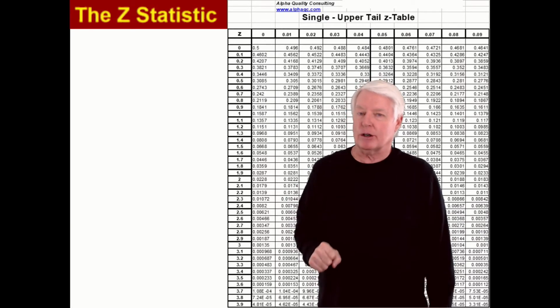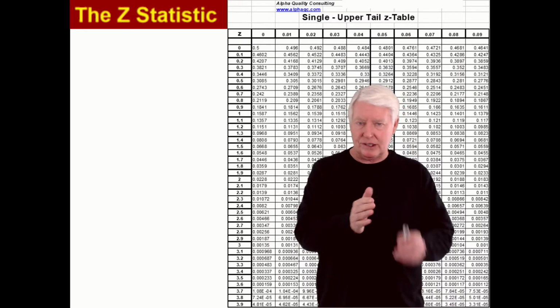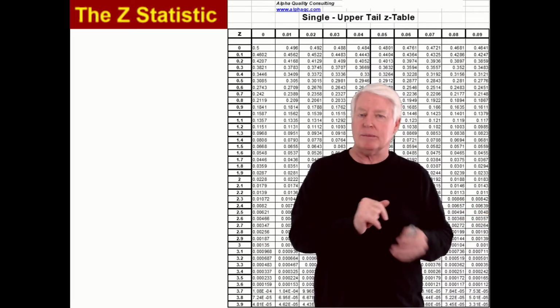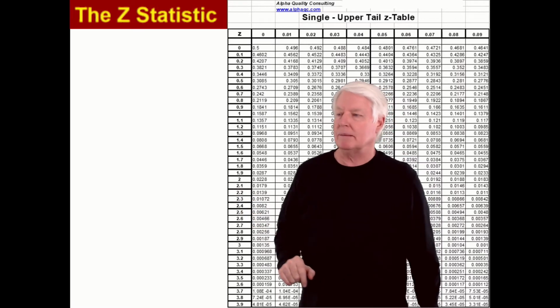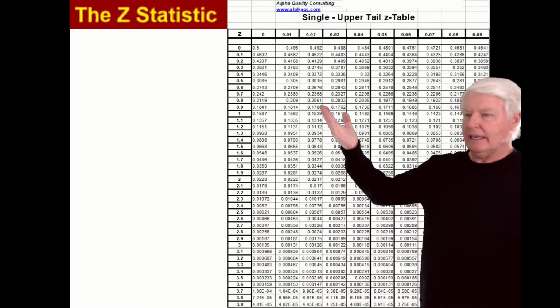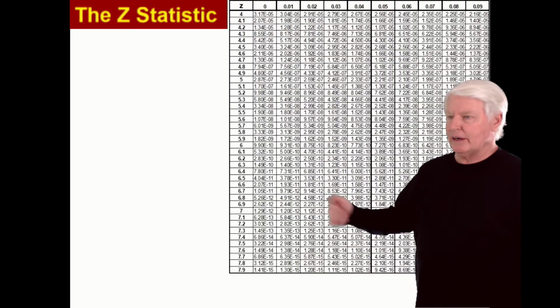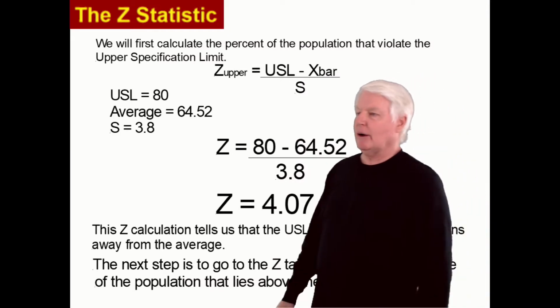is usually, for quality engineers, Six Sigma type people, the spec limits. How much of the population lies above or below the spec limits there. So it's a very important table, very common. It is a normal distribution table. And so there you have it. That's the Z table. Now how do you use it?